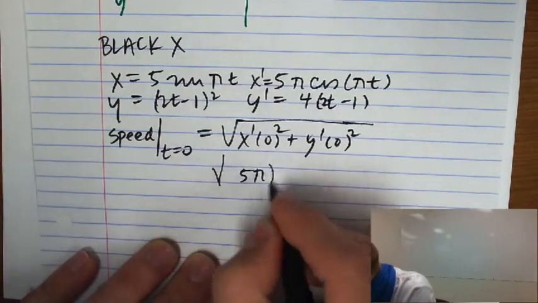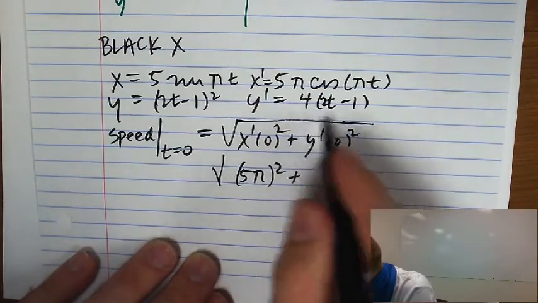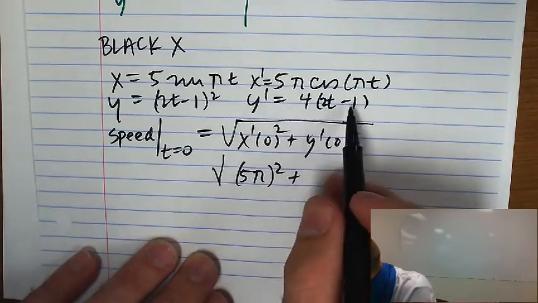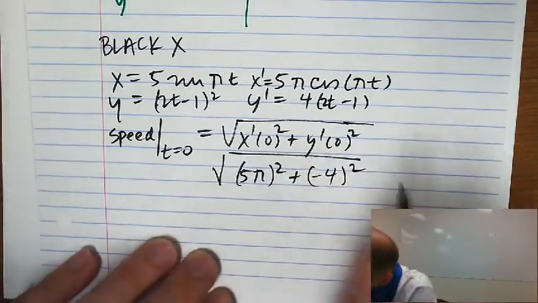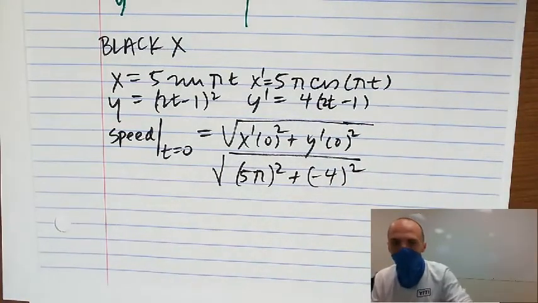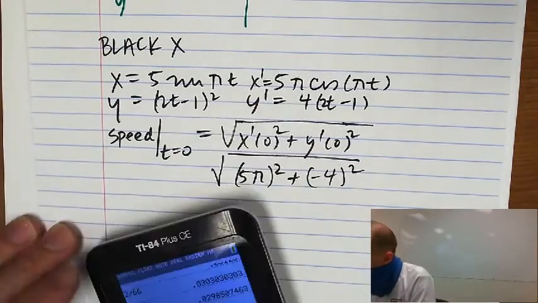So y prime is negative 1 times 4, which is negative 4. All right.